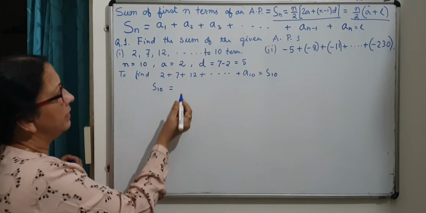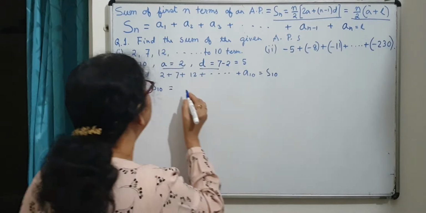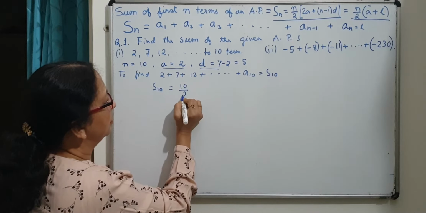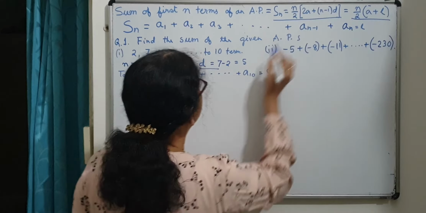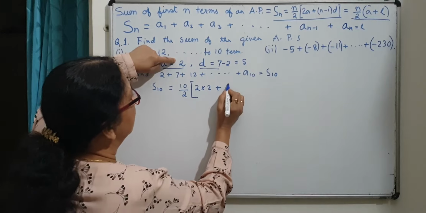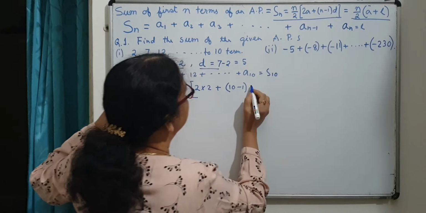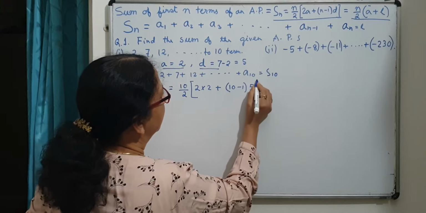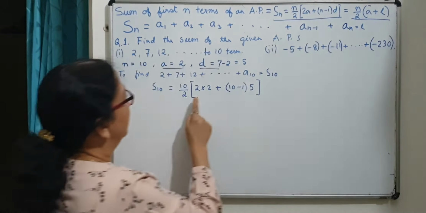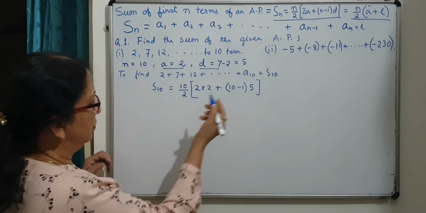So here A is given, D is also given, so we'll be using this formula. Let me write. Formula is n by 2, n is your 10, 10 by 2 within bracket twice A, so 2 into 2, A is your 2, plus n minus 1, n is your 10, minus 1, into D, and D is your 5. So in this formula we have used this form and put the values of n, A and D. It is very easy to solve.